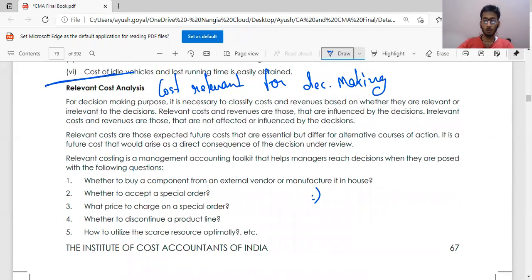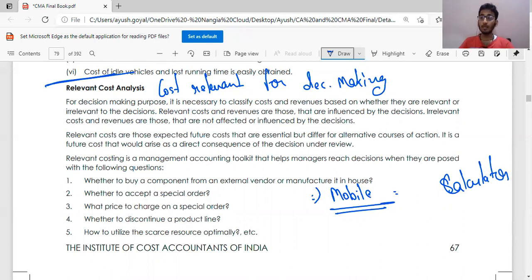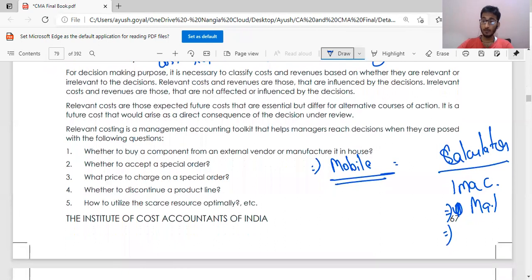Let me take an example. Suppose I have a factory of mobile manufacturing, and I am set to make a calculator. I have the factory of mobile. Now for making the calculator, I need one machinery. I need to buy some material. I need specific labor, and electricity would be there.